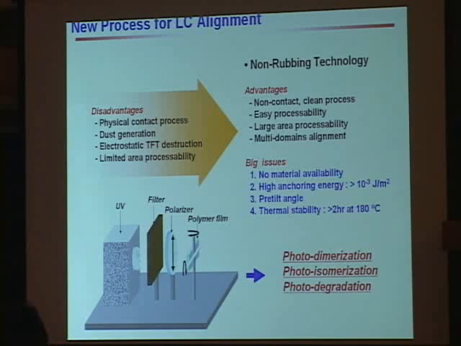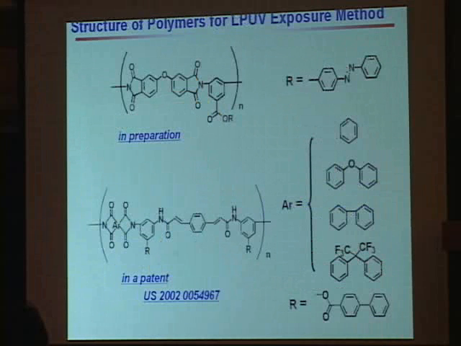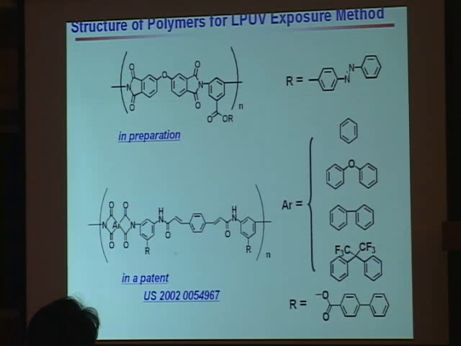So the method can be characterized in three ways. The first is photodimerization, the second is photoisomerization, and the last is photodegradation. In order to reveal the mechanism and the pretilt angle, I have synthesized a lot of polyimides. The polyimide has an azobenzene side chain, and this polyimide has the photoreactive group in the main chain.